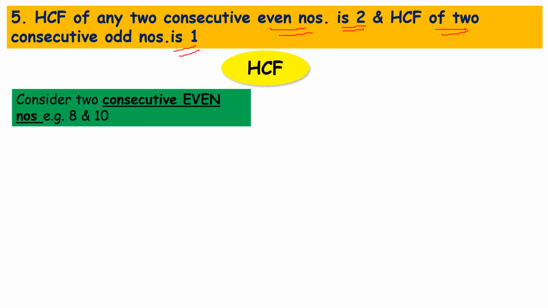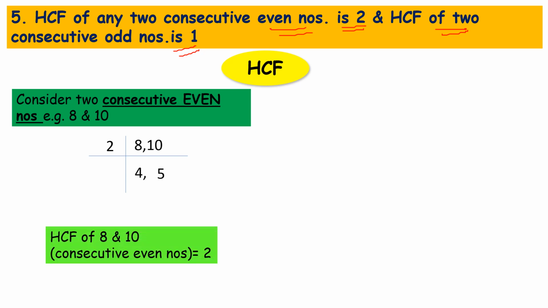So let's see. Consider two consecutive even numbers, say 8 and 10. These are consecutive even numbers. Let's find the HCF of 8 and 10, and it should come out to be 2, right? 2 times 4 is 8, 2 times 5 is 10, and now these won't be divided simultaneously, so the highest common factor is 2. Now whenever you see two consecutive even numbers, you can directly take the HCF as 2. You need not waste your time doing this process, right?